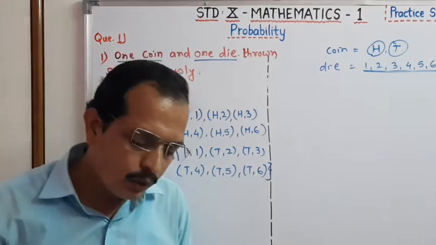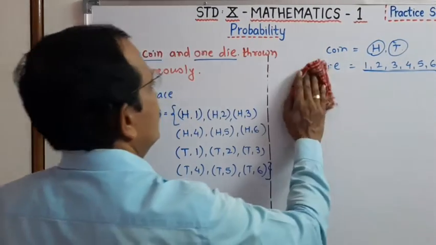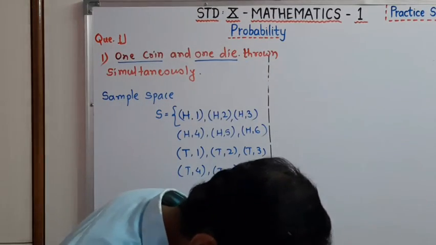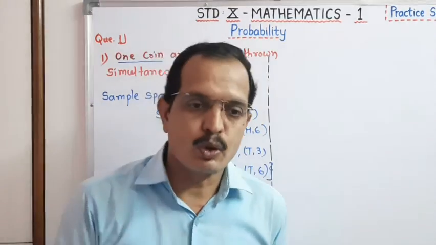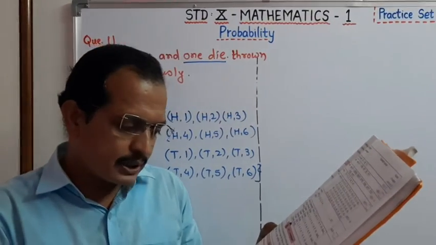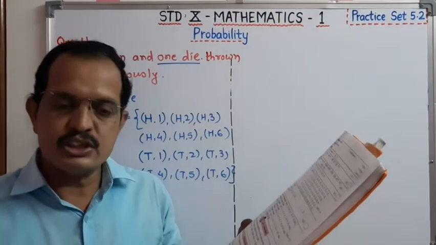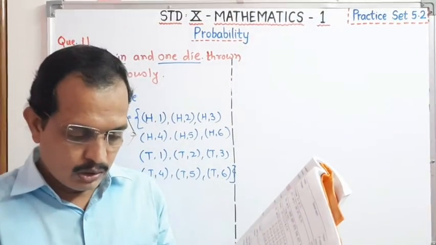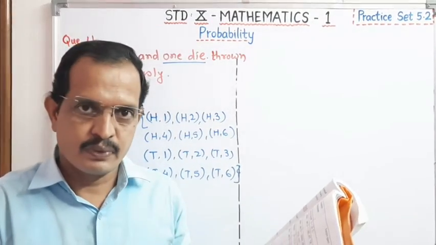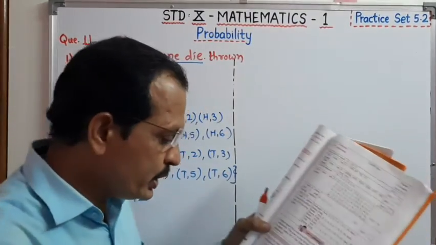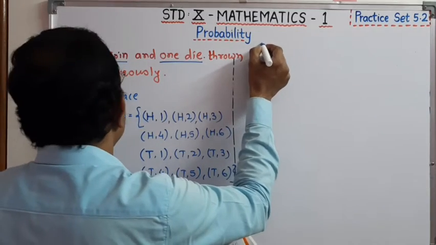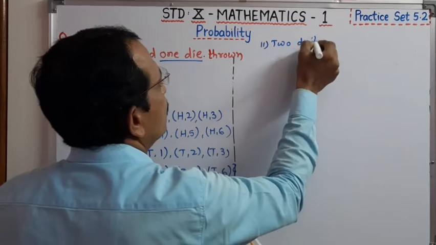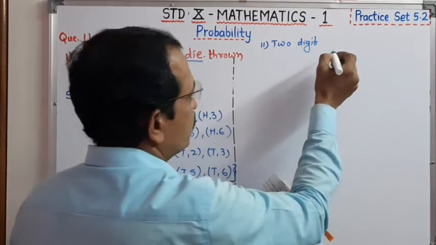Very easy. Now we have to see the second question. A second experiment is given. See, dear student, it is an important one. 2-digit numbers are formed using digits 2, 3, 5 without repeating the digits. See, dear student, 2-digit numbers are formed.